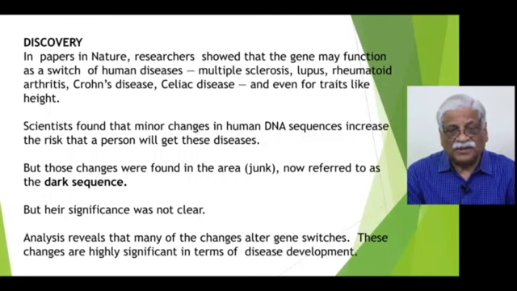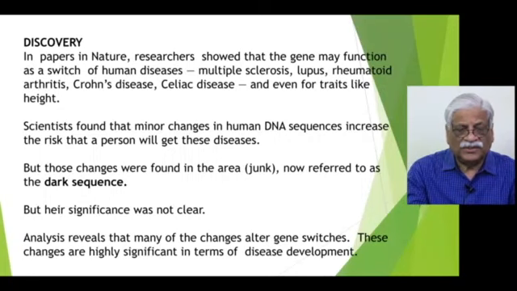Scientists found that minor changes in human DNA sequences increase the risk that a person will get these diseases. But those changes were found in an area which at that time was called junk, but now it is referred to as the dark sequences. But their significance is still not very clear. Researchers are still working to discover what these dark sequences in the DNA are. Analysis reveals that many of the changes alter gene switches. These changes are highly significant in terms of the development of a disease.